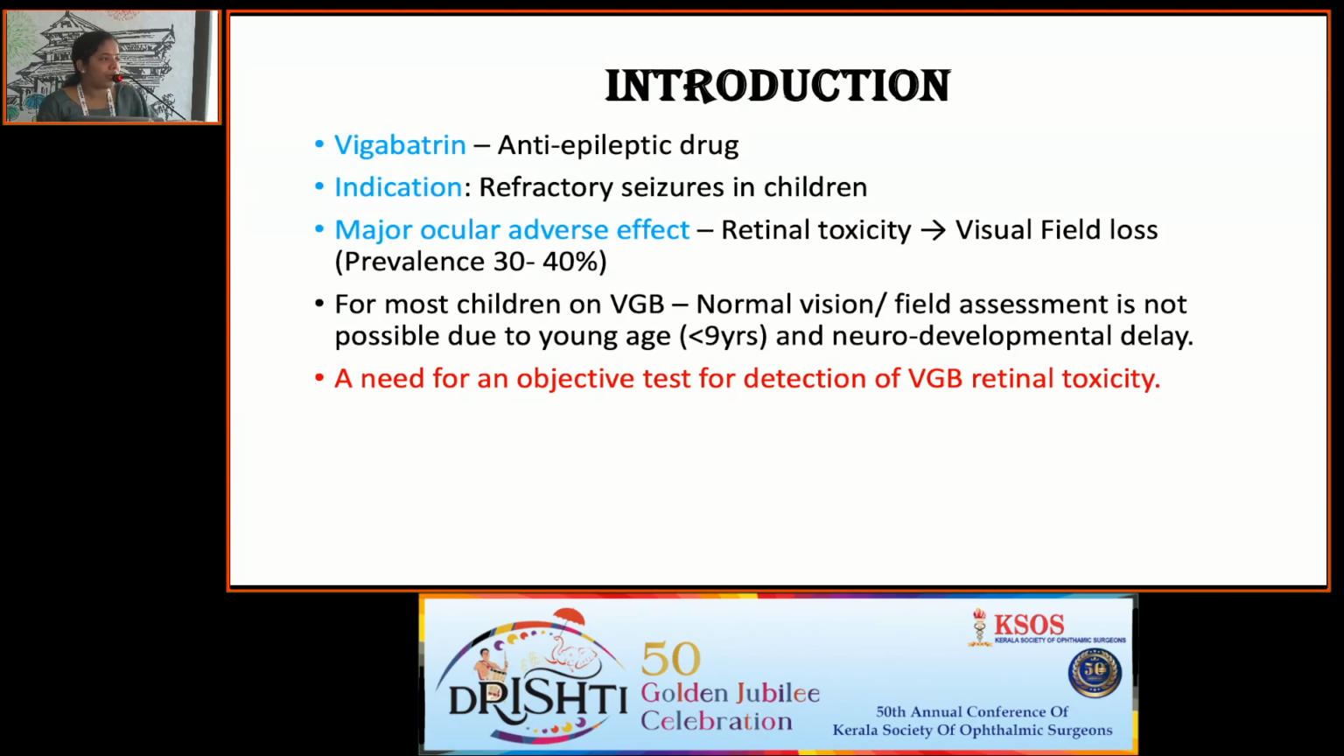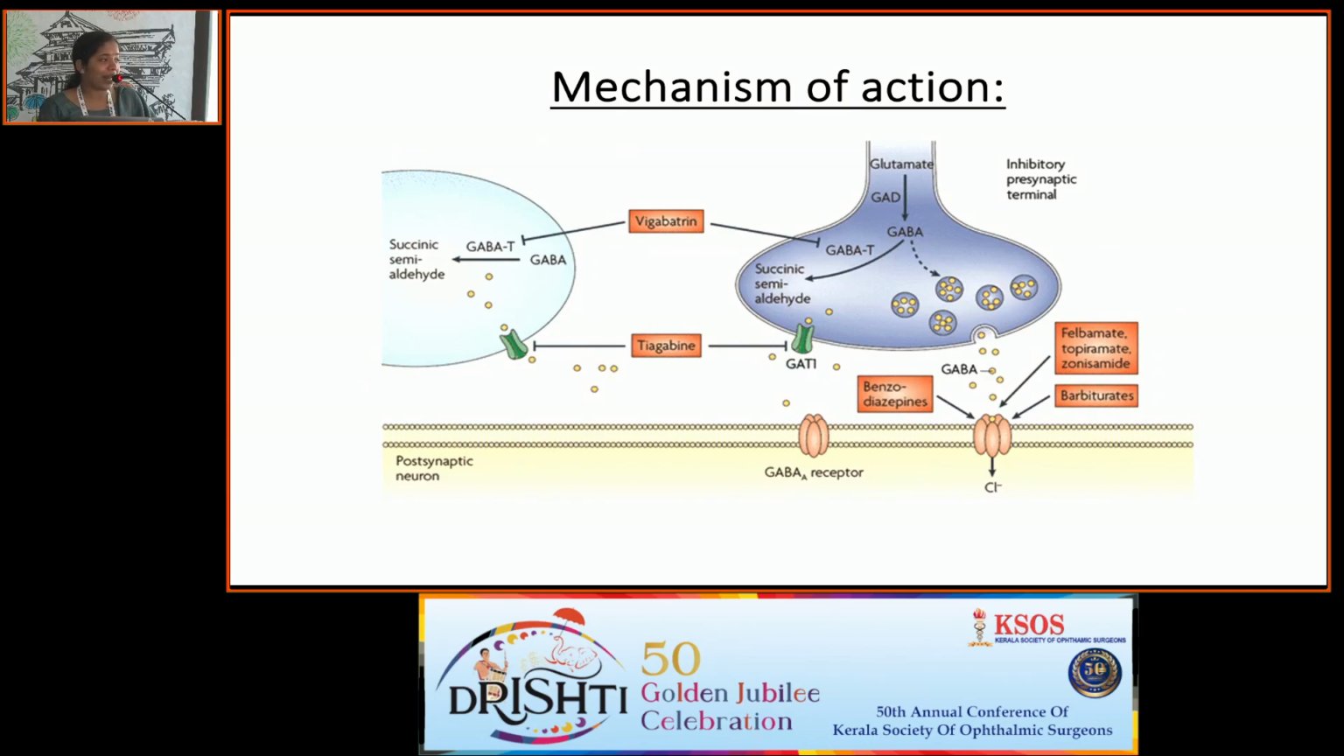But for most children on vigabatrin, this cannot be assessed due to their young age and neurodevelopmental delay. So we need an objective test for detection of the retinal toxicity. Vigabatrin acts at the presynaptic terminal by inhibiting the enzyme GABA transaminase and thereby increasing the concentration of this inhibitory neurotransmitter and producing an anti-epileptic effect.